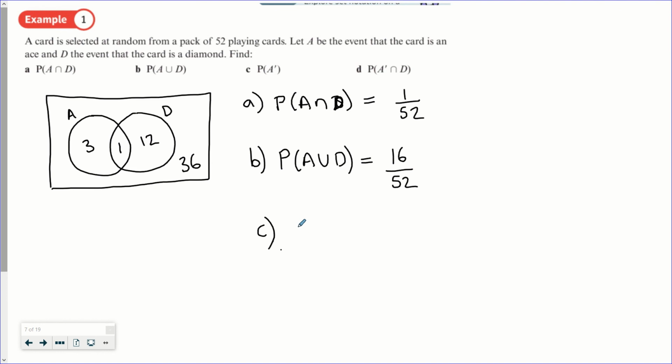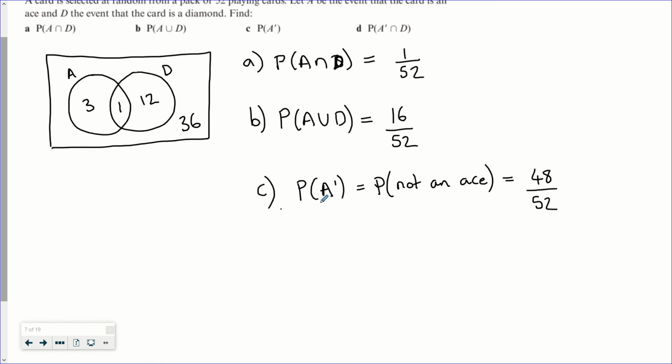In C, we're asked for the probability of A dashed. Now remember, A dashed means the probability of not picking a card that's in the A set, so a card that's not an ace. So one way of doing this would be to count up all the cards that are outside of the A circle, the cards that aren't aces. So we've got 36 plus 12, which is 48 cards out of 52.